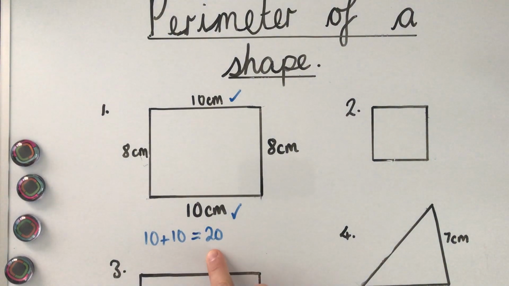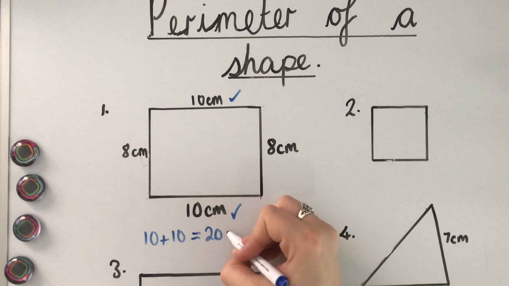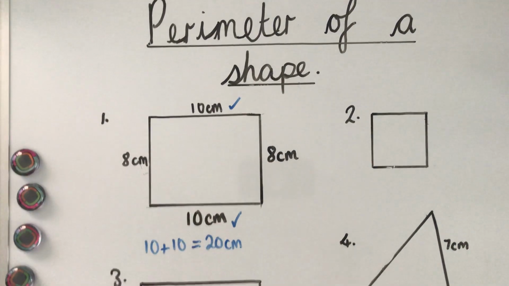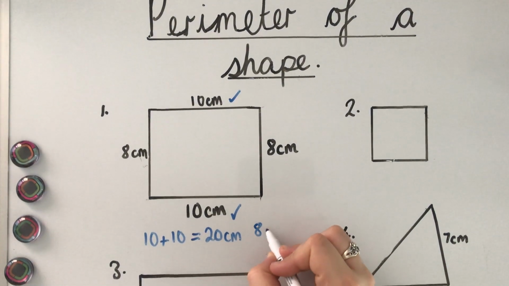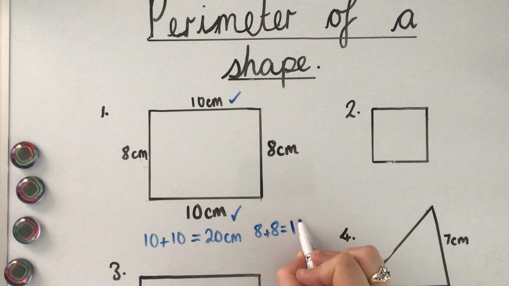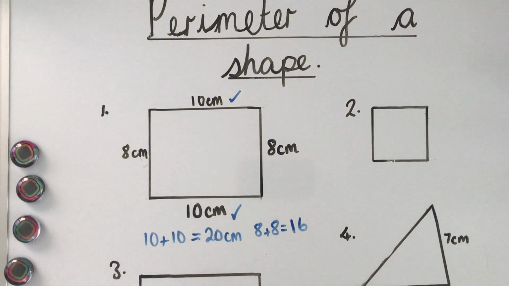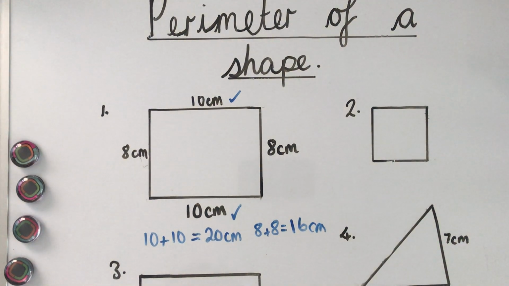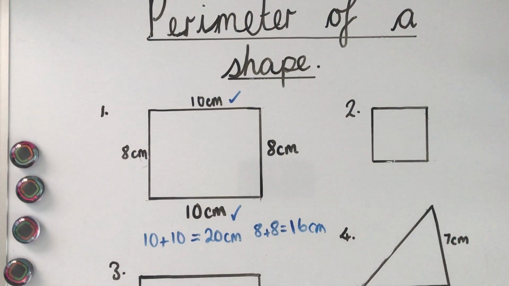Now, it's not 20 elephants, it's not 20 apples, it's not 20 monkeys, it's 20 centimetres. The next two sides, 8 plus 8, double 8, we know is 16. Fantastic. What is it though? It's not 16 monkeys, it's not 16 elephants, it's 16 centimetres. Okay. What do you think we need to do next?